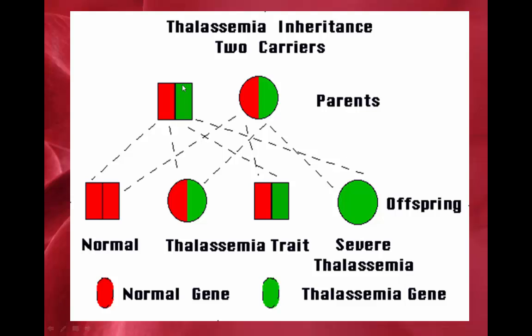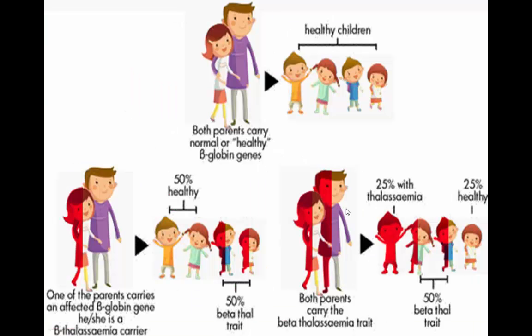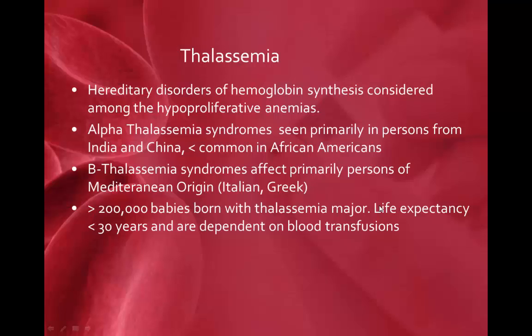So basically, if both parents have the thalassemia gene, you could have a normal offspring, or you could have a trait. You could have a patient that is a carrier, or an offspring fully ill. Again, you have a 50% chance of being a carrier or a trait, and 25% of being healthy and 25% of having thalassemia major.